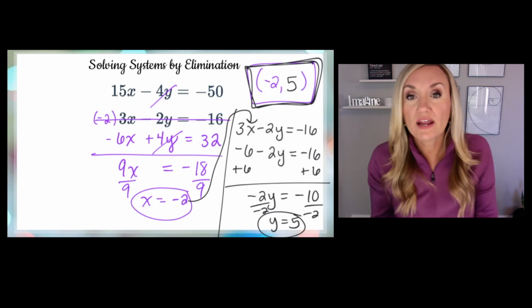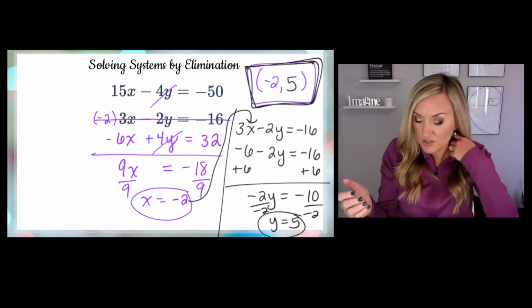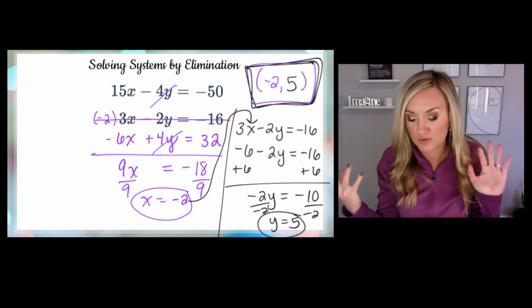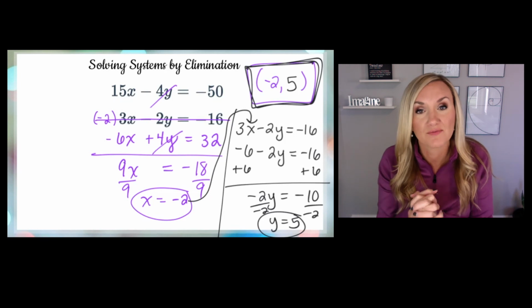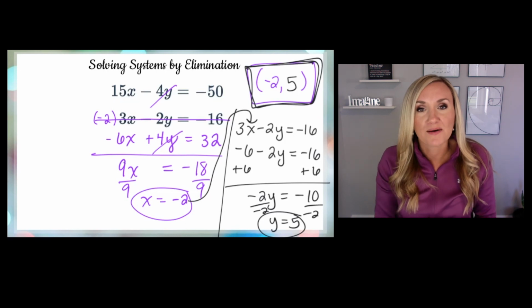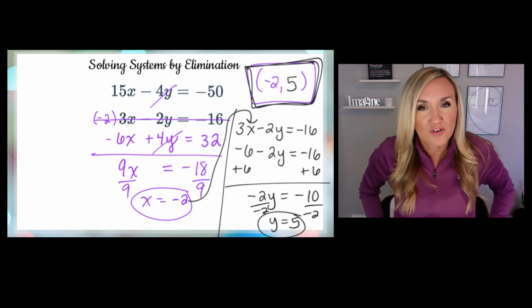Now, if you went ahead and did it a different way and you plugged it into the first one, you plugged it into the equation that we changed, and you still got 5, you did it awesome, and I'm very proud of you. And that's the beauty about math, right? There's so many different ways to solve a problem, and it's what works for you.